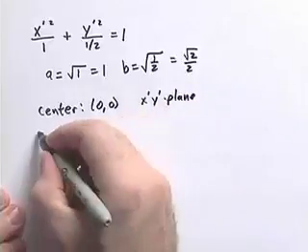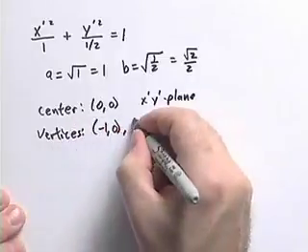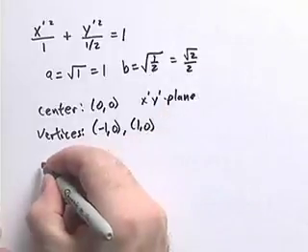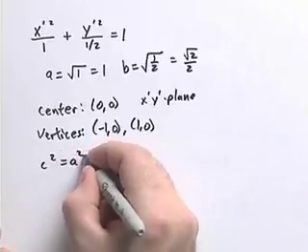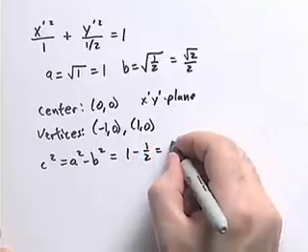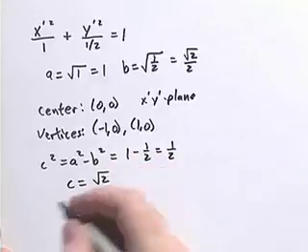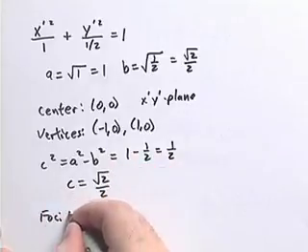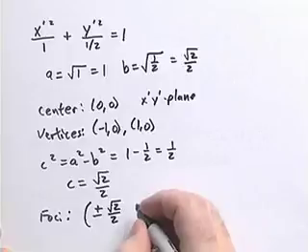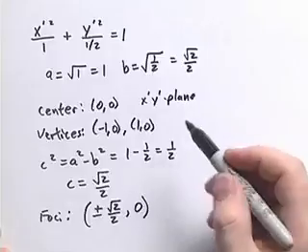The vertices are going to be -1, 0 and 1, 0, again in the x prime, y prime plane. You know that c squared is equal to a squared minus b squared. So that's going to be 1 minus 1/2, which is equal to 1/2. So we know that c is equal to the square root of 2 over 2. Therefore, our foci are going to be located at the points plus or minus the square root of 2 over 2, 0. Again, we're talking about the x prime, y prime plane.